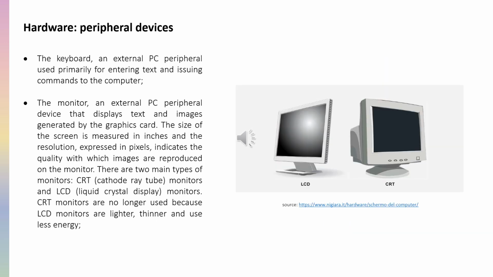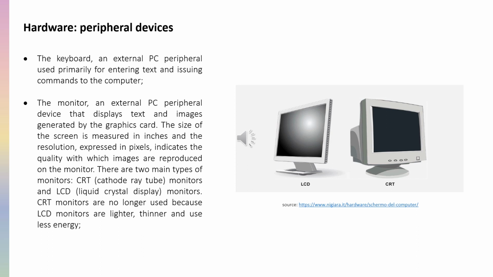Other important peripherals of the computer are the keyboard, an external peripheral used primarily for entering text and issuing commands to the computer, and the monitor, an external PC peripheral device that displays text and images generated by the graphics card. The size of the screen is measured in inches, and the resolution, expressed in pixels, indicates the quality with which images are reproduced on the monitor.